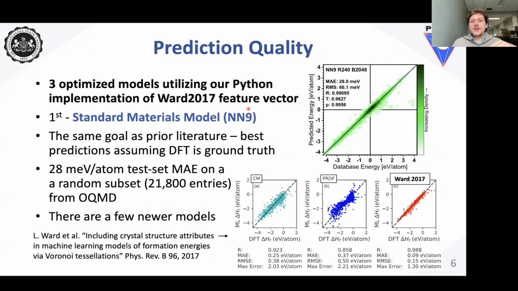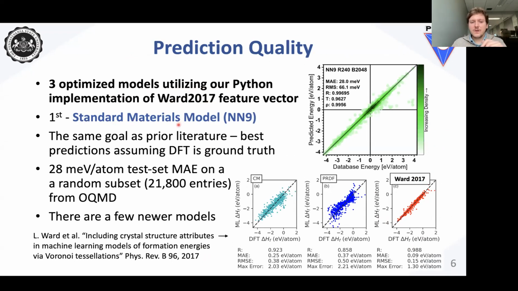So we are gonna show 4 models within this workshop, and we're gonna start with the ones that we have been working on for quite a long while, and which are very well optimized to their specific tasks. So the 3 that are based on the feature vector that was described in a 2017 paper, the 3 methods that we are using are the standard materials model.